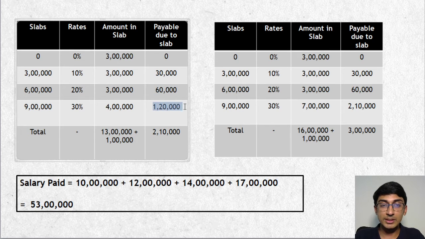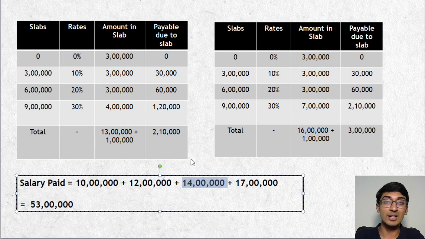1,20,000 is remaining, which means if I'm taxed at 30%, I need 4 lakh rupees here to contribute 1,20,000 of tax. So 30% of 4 lakhs will give me 1,20,000, and therefore when I sum all this up, I will get 2,10,000, which means I need to have 3 plus 3 plus 3, 9 lakh plus 4 lakh, 13 lakh plus 1 lakh, which is from the rebate, which means 14 lakh is what I needed to earn to be getting a tax of 2,10,000.